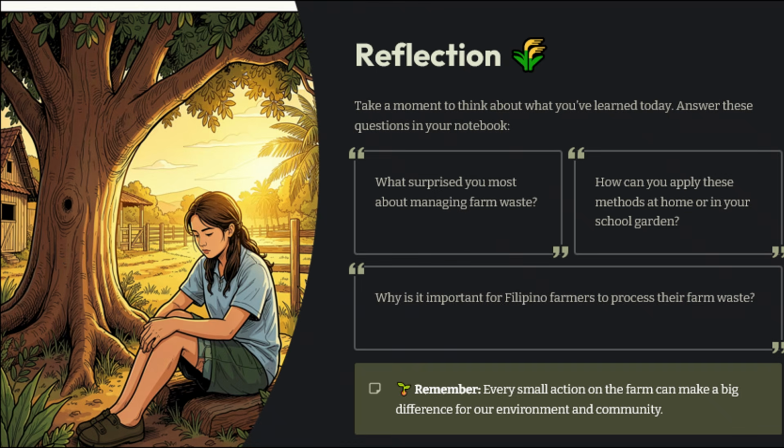And as a part of your reflection, I would like you all to get your activity notebook in TLE and answer these three questions. So first question, what surprised you most about managing farm waste? Second one, how can you apply these methods at home or in your school garden? And the third one, why is it important for Filipino farmers to process their farm waste?